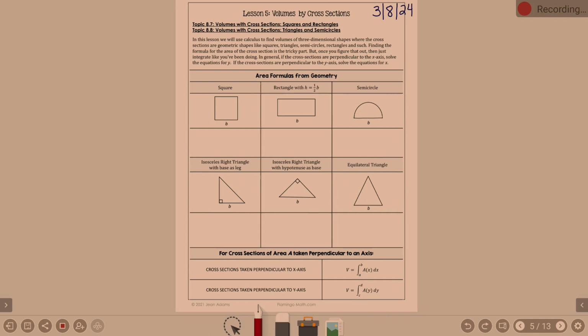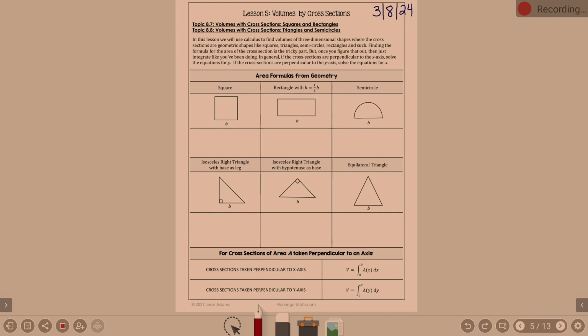Okay, we are talking about volume, and how volume is an application of integration. As we look at this, lesson 5 is volumes by cross sections. In this lesson, we'll use calculus to find volumes of 3-dimensional shapes where the cross sections are geometric shapes such as squares, triangles, semicircles, rectangles, and such. Finding the formula for the area of the cross-section is the tricky part, but once you figure that out, then just integrate like you've been doing.